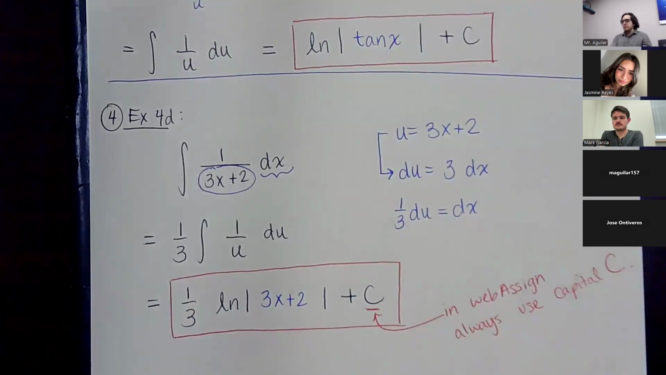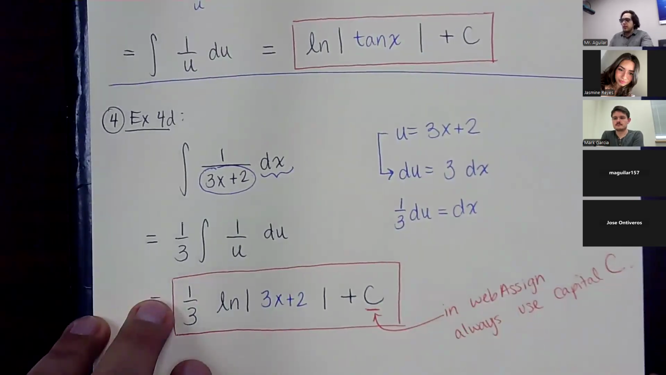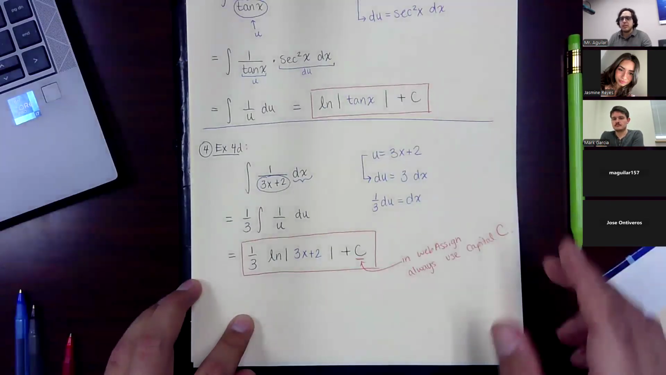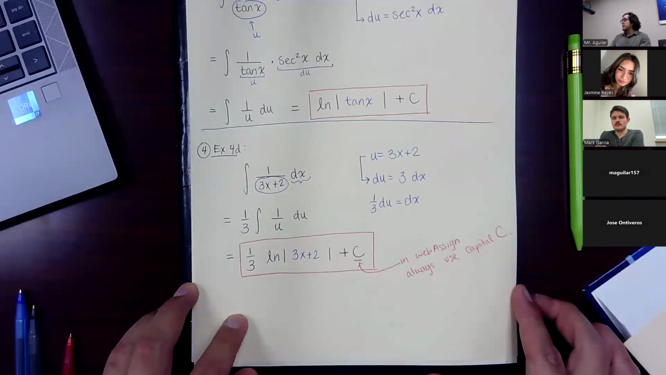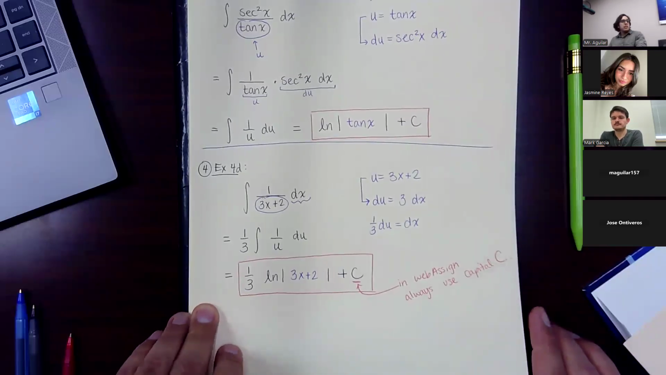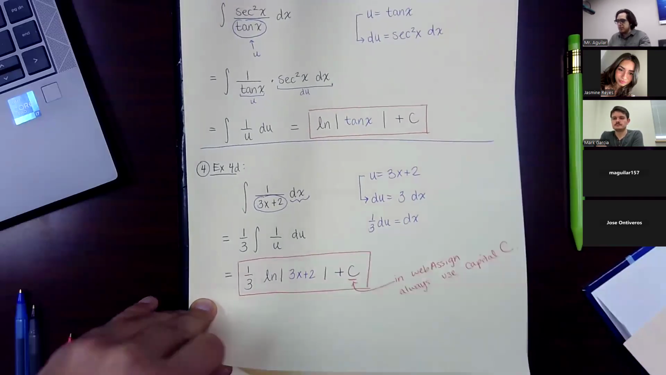Okay. From a mathematician's point of view, capital or lowercase doesn't matter. You could call that Q if you wanted to, as long as you identify that Q as a constant, it doesn't really matter what you call it. Okay, but WebAssign is being very picky there, so just watch out for that. Questions, comments about that one? Feel okay? Okay, I'm good.